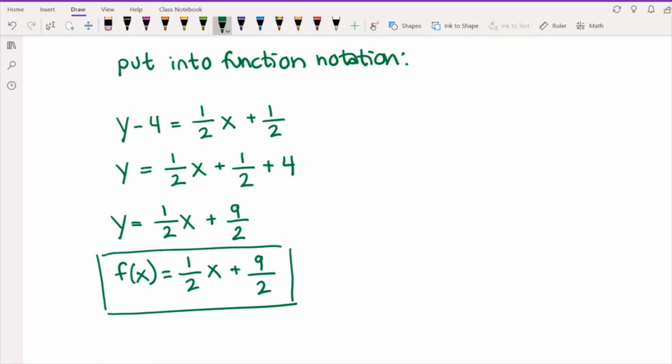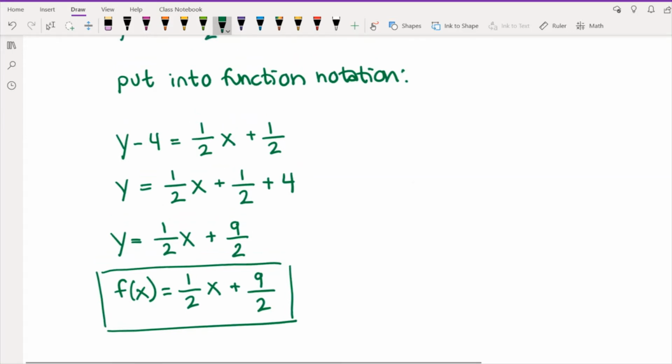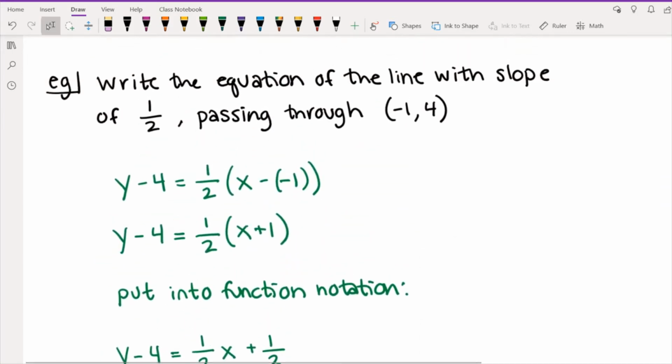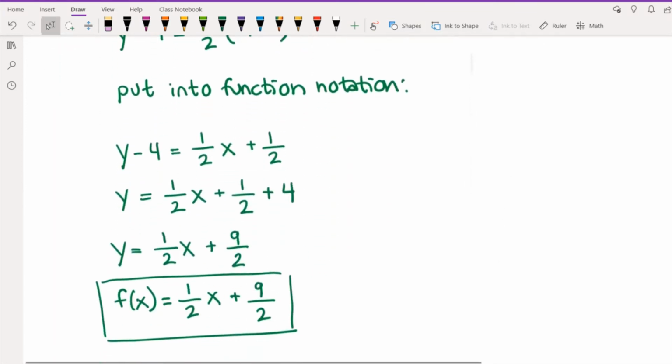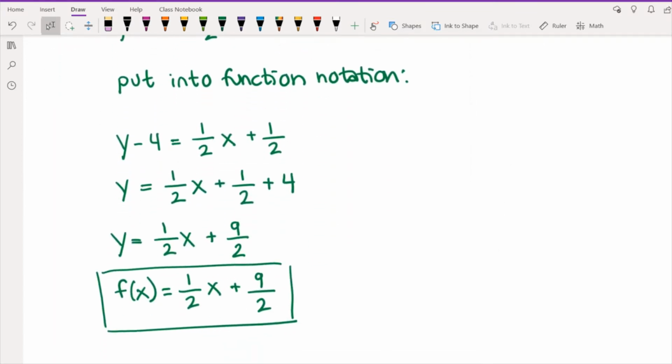So that's how we can do it. You don't need to know the y-intercept in order to get your function or your line into this format. You can just start with whichever point you know and then transform it into y is equal to mx plus b form.